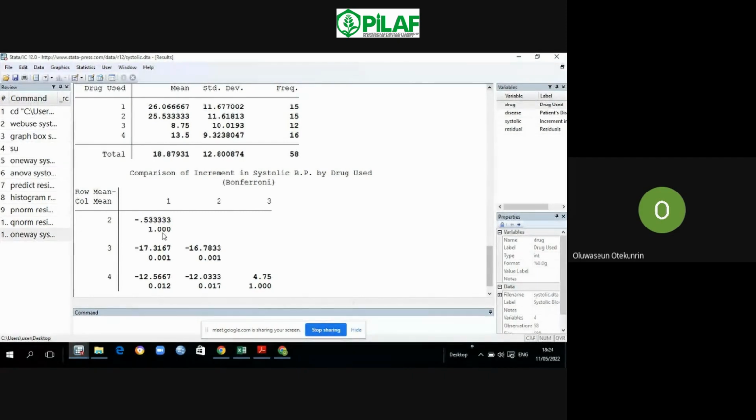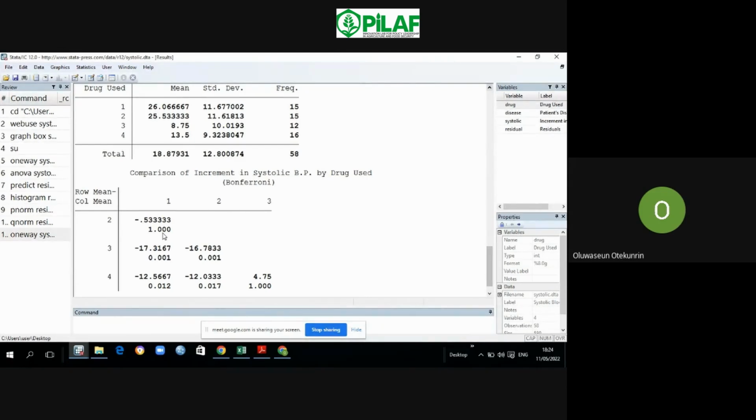We have also, through this Bonferroni test, been able to see that drug 1 contributes. When you compare drug 3 and drug 1, it gives higher mean value compared to drug 3. Drug 1 gives higher mean value compared to drug 4. Then if you look at drug 2 also, drug 2 gives higher mean values compared to drug 3 and is significant. Drug 2 gives higher mean values compared to drug 4 and is also significant.